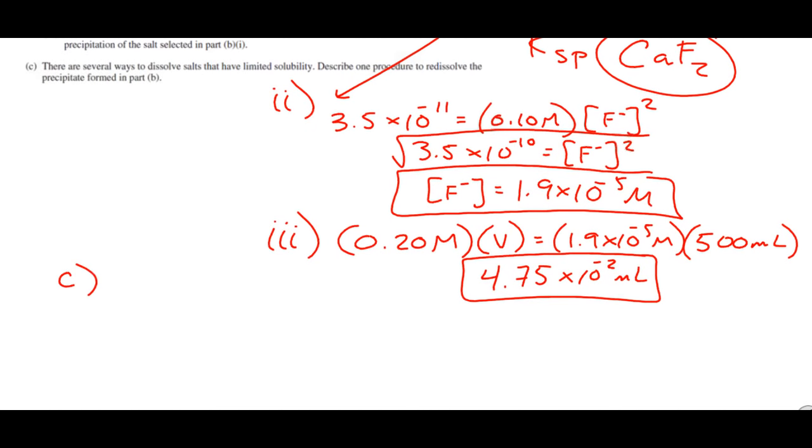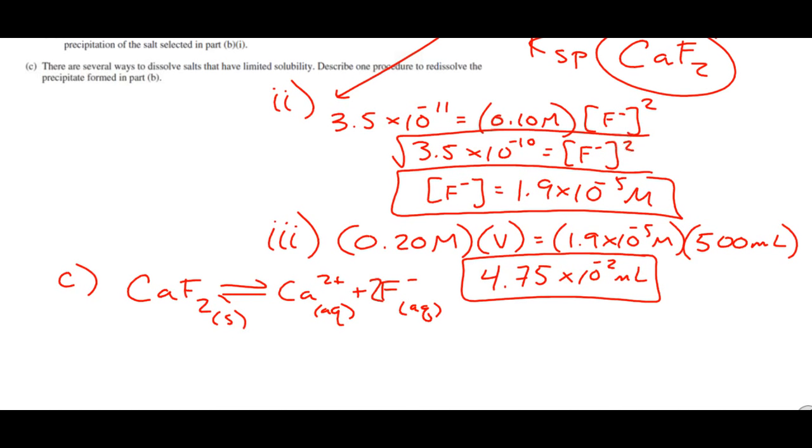Lastly, there are several ways to dissolve salts that have limited solubility. Describe one procedure to redissolve the precipitate formed in part B. So in part B, we had, and even if you chose the wrong one, we were saying that CaF2 is dissolving or it's not. Right? It's either precipitating or it's becoming an ion. So how do we cause it to redissolve?